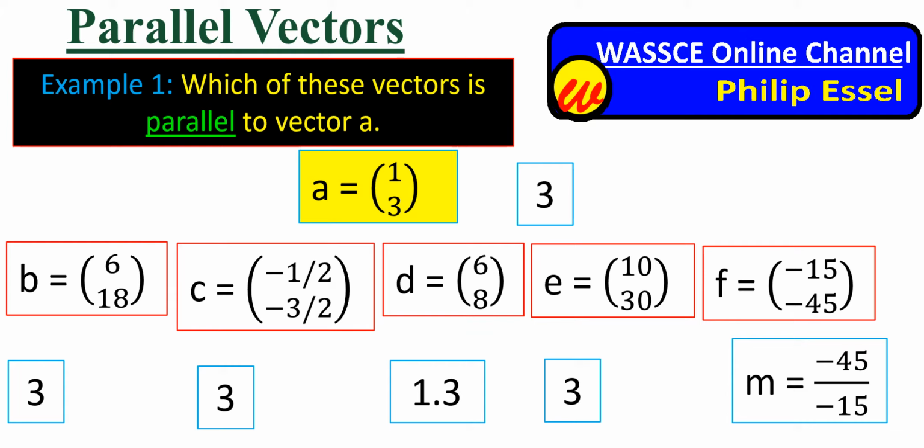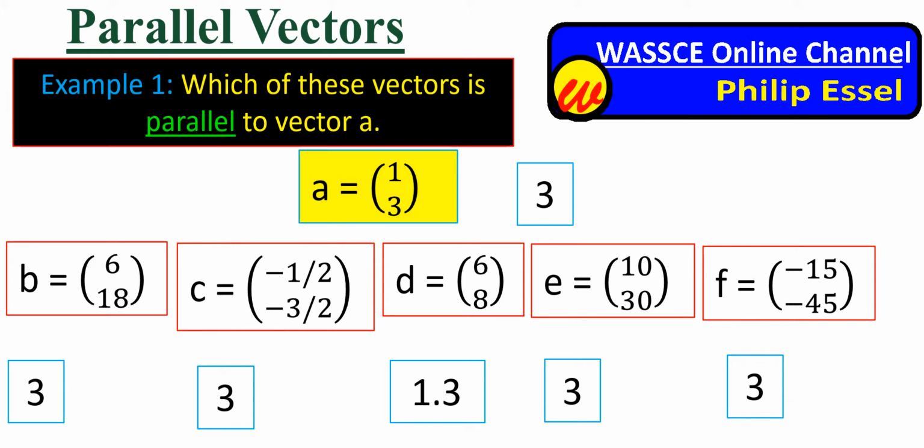When you divide this, you would also get the number 3. So what do you think? So we have the gradient or the slopes of all the vectors, the vector A, B, C, D, E and F. I want to find out which of these vectors are parallel to the vector A.